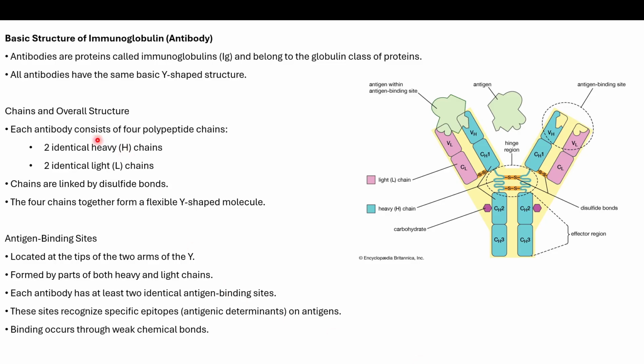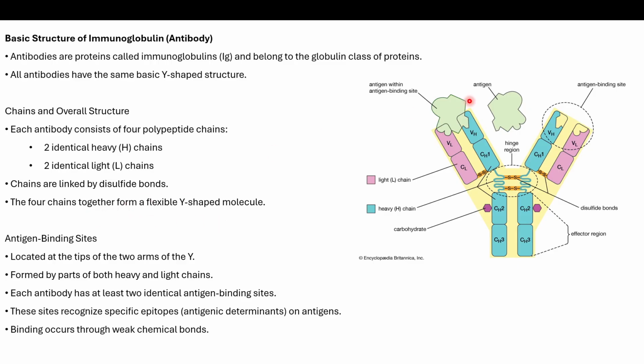Each antibody consists of four polypeptide chains. This one, this two, one blue, two blue, three pink, four pink. Two are identical heavy chains, these blue ones, and these pink ones are two identical light chains. All the chains are linked by disulfide bonds. So the four chains together form a flexible Y-shaped molecule.